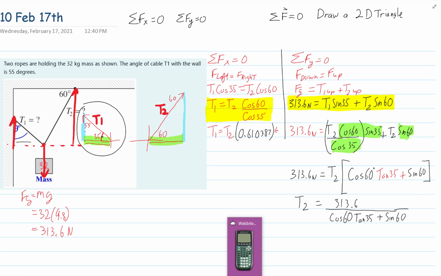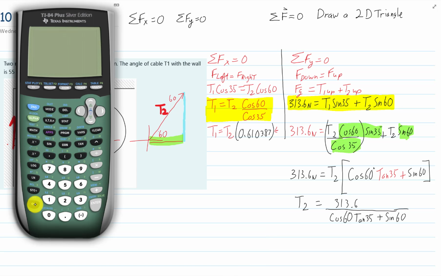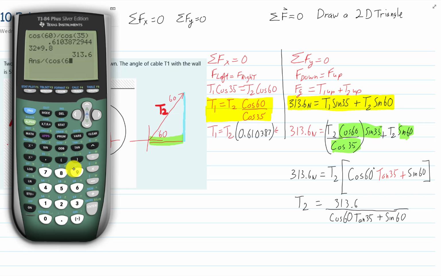Okay, so let's just pop that into the equation here. I'll take 313.6 and divide it by, in bracket, cos 60, close the bracket, that's a 60, not 6, tan 35 plus sine 60. Close the bracket and close the big bracket, and there we go. So T2 is just going to be a number, 257.9.